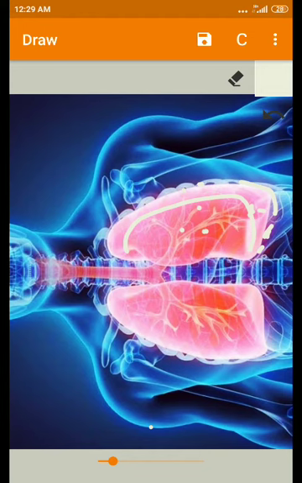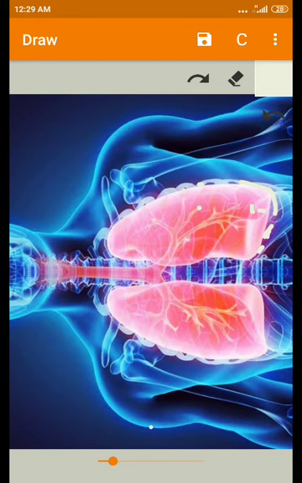So what happens if the lung is hyperinflated? So what happened? There is more air than required, isn't it? So what happens now? What are the effects caused by this hyperinflation?